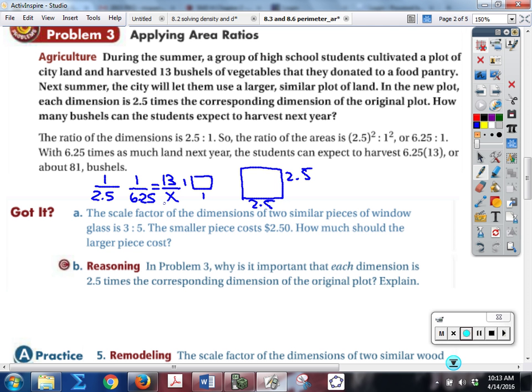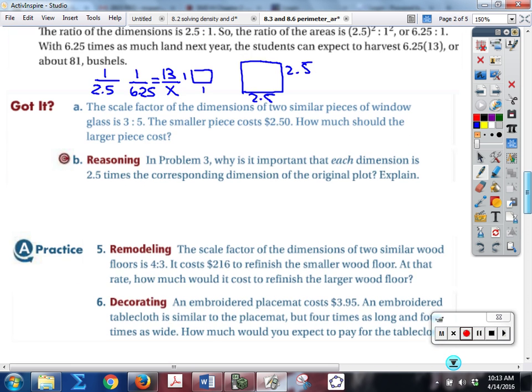Okay, so the thing I want you guys to work on is I want you to do number 5.